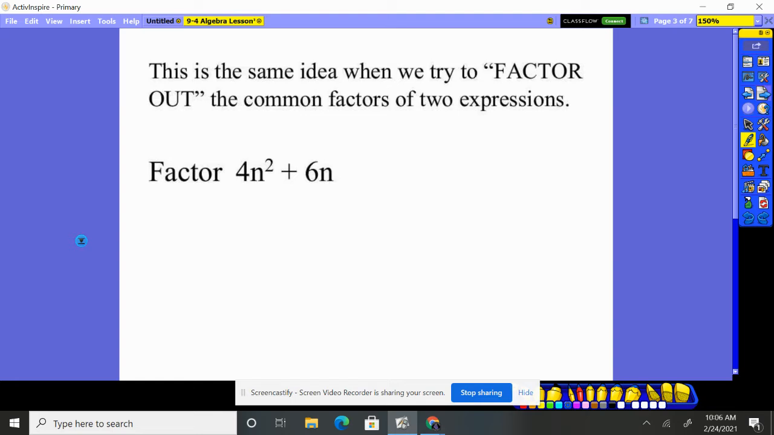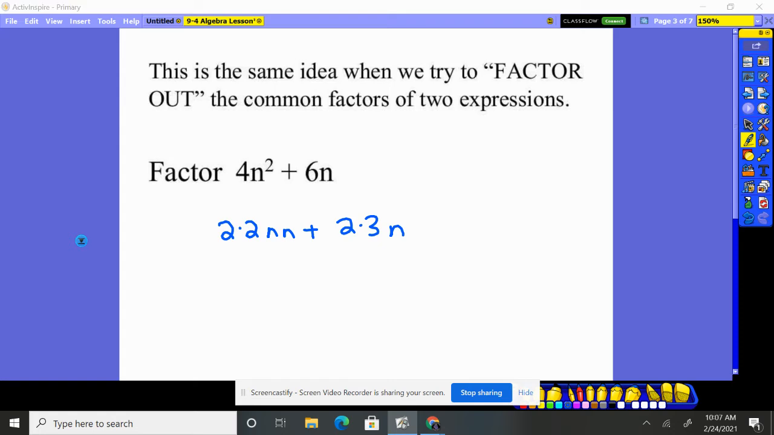Now, this is the same idea we're going to use when we try to factor out common factors or greatest common factors of two expressions. So if we look at this, we want to factor 4n squared plus 6n. So we want to see what they both share, what they have in common. Well, if we break everything down all the way, the 4 down to prime factorization, it's a 2 times 2 times n. And the 6 is a 2 times 3 times n.